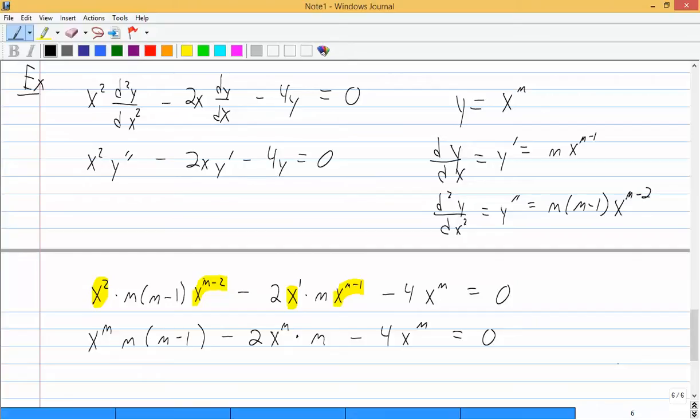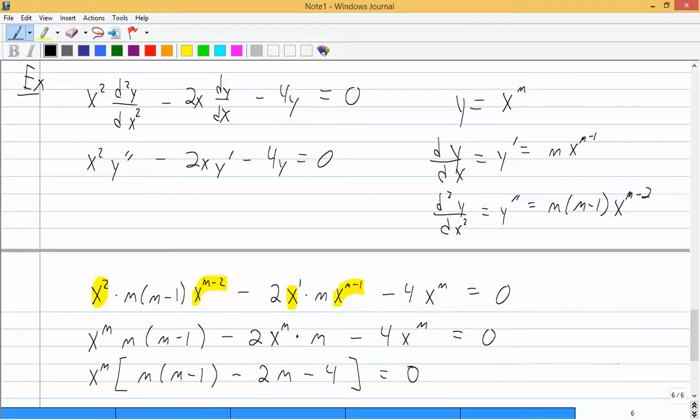Now we can factor out an x to the m very easily, because all three terms have an x to the m. If I factor that out, that's going to leave me with m times m minus 1 minus 2m minus 4 equals 0.